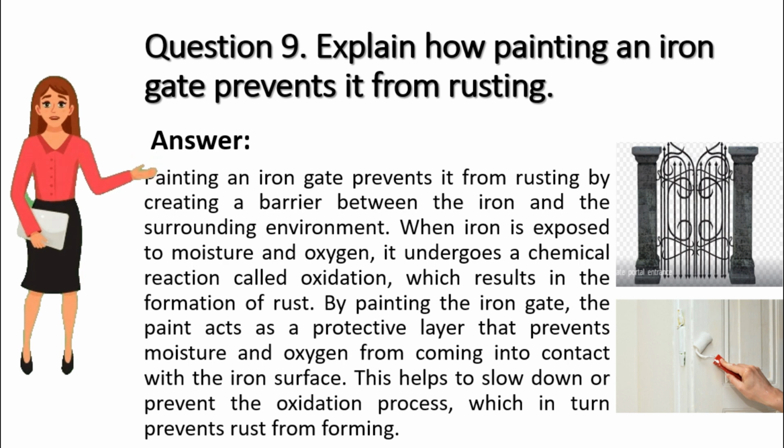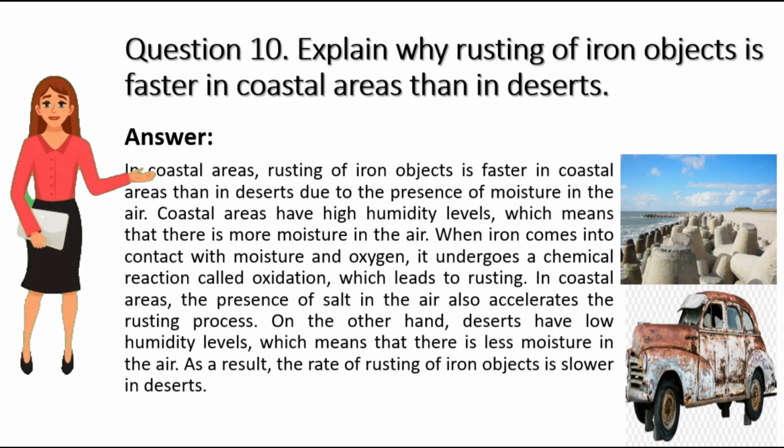This helps to slow down or prevent the oxidation process, which in turn prevents rust from forming. Question 10. Explain why rusting of iron objects is faster in coastal areas than in deserts. Answer. Rusting of iron objects is faster in coastal areas than in deserts due to the presence of moisture in the air.